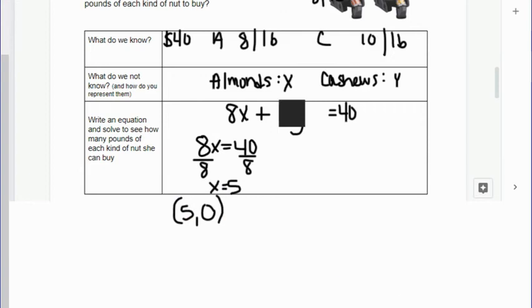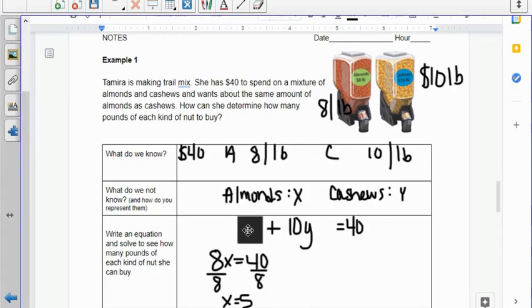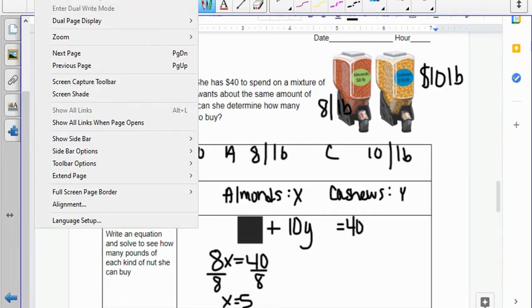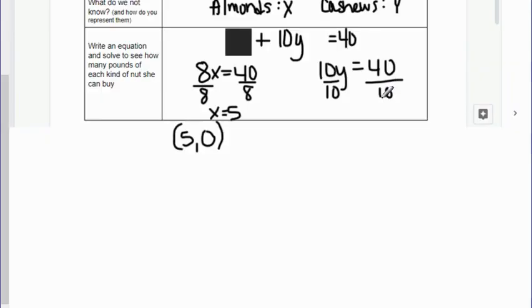Now, since I covered up my Y already, now I'm going to do the opposite. I'm going to cover up my X, and I'm going to solve the opposite. So when I do that, I've got 10Y equals 40, which leaves me with Y equals 4. So when X was 0, Y is 4. Those are the two points that they've plotted on the graph, like below it.